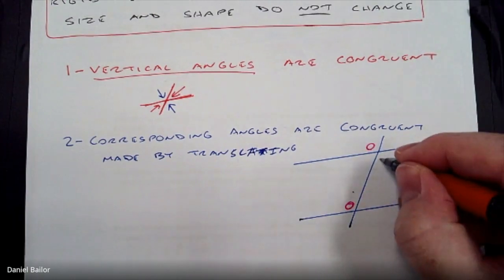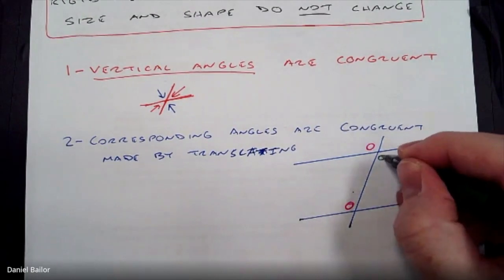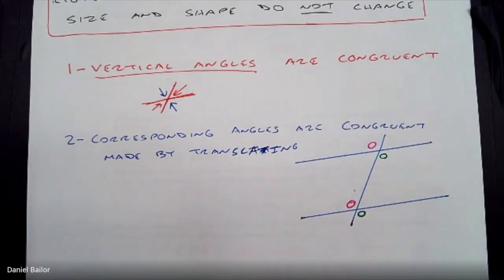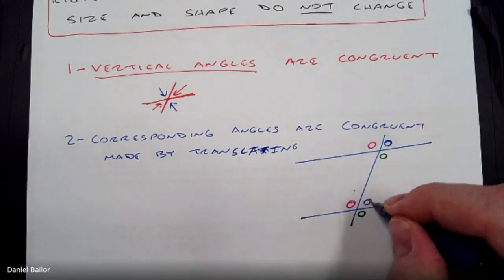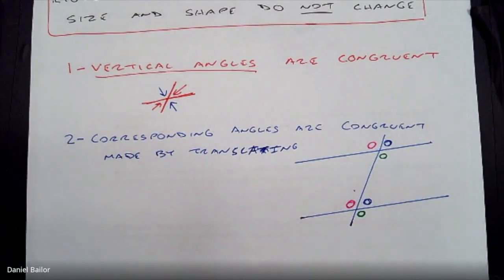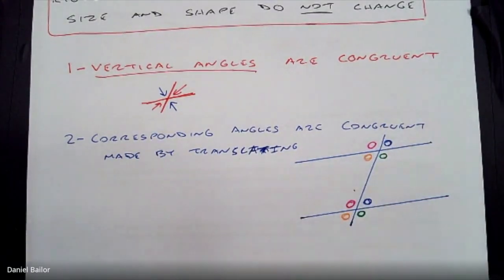Or here and here are corresponding angles. This and this are corresponding angles because they're made by translations. And those are corresponding angles. Corresponding angles are made by translations.